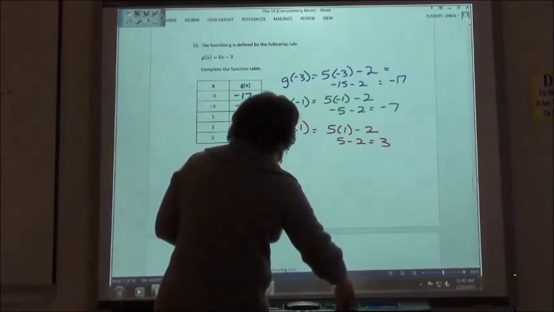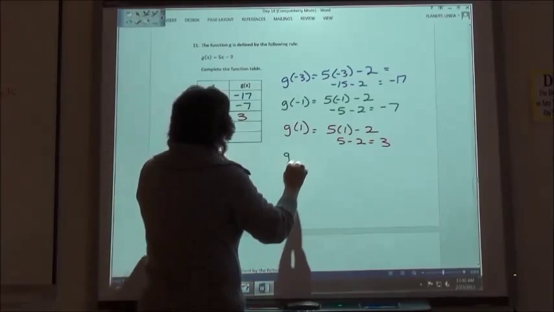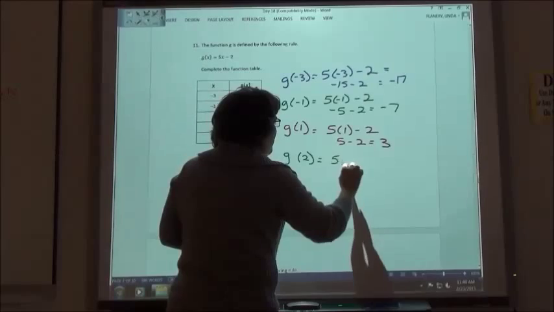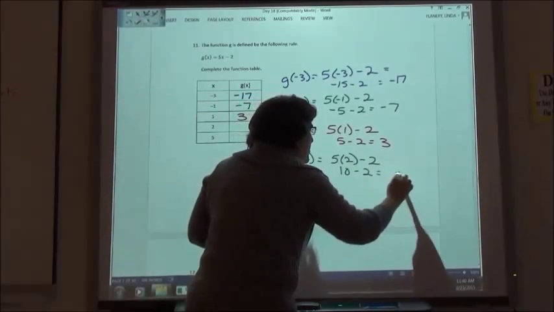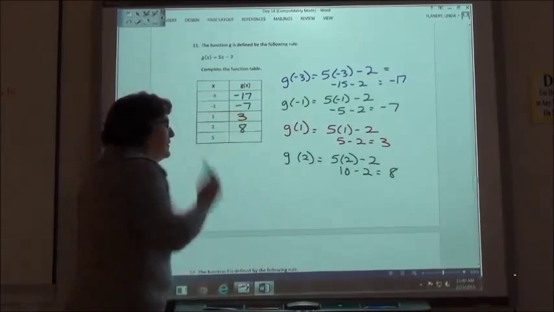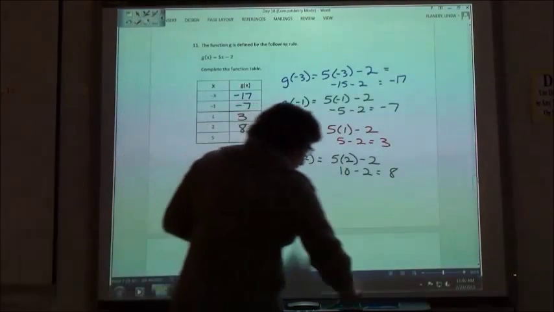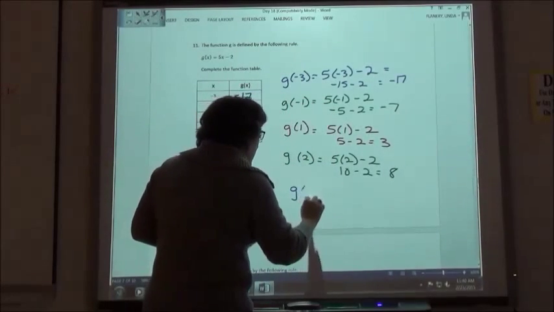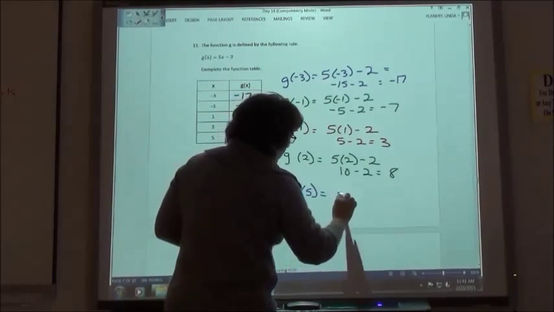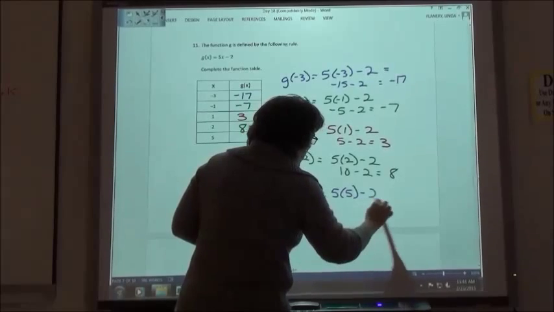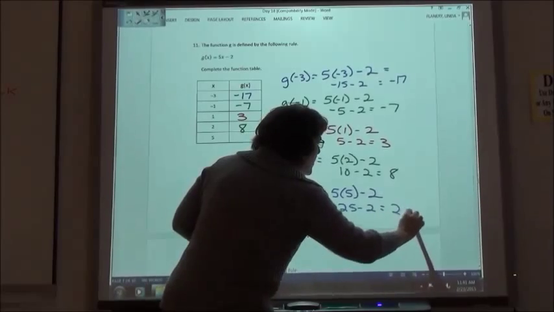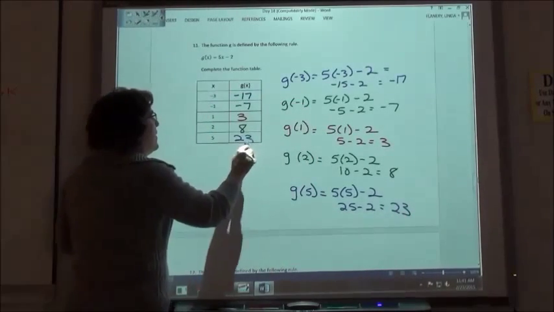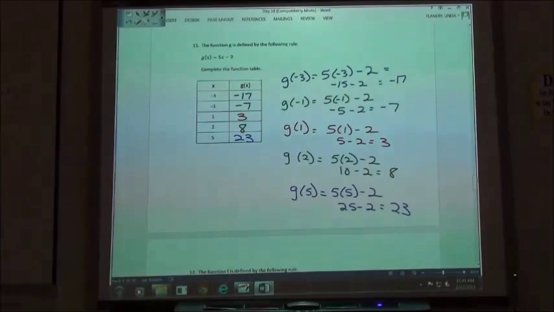I'm not going to use the black pen. I'm going to try the next one. g of 2 would be 5 times 2 minus 2. 5 times 2 is 10. 10 minus 2 would give me 8. And then I got one last one, tells me to use 5. g of 5 says 5 times 5 minus 2. So 5 times 5 is 25. 25 minus 2 is 23. So -17, -7, 3, 8, and 23.